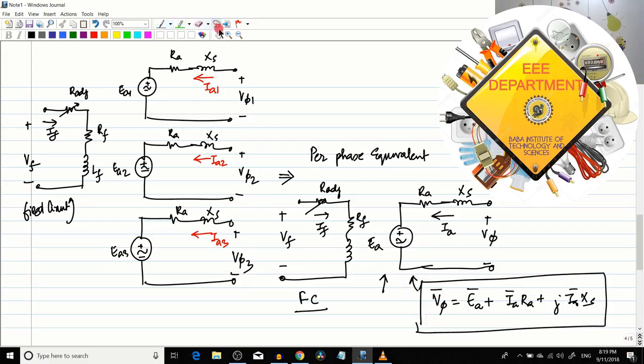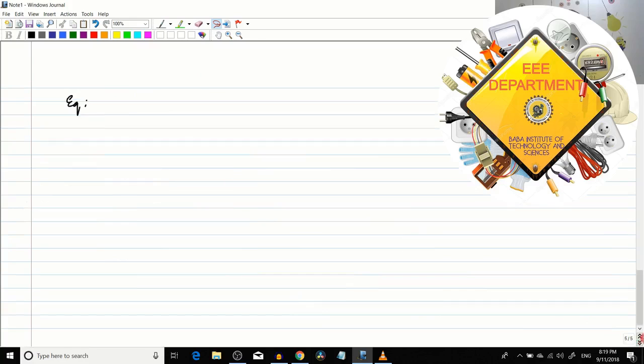Okay, so let us take that to the next page. V phase vector is equal to EA vector plus IA vector into RA plus j into IA into XS. Because I told you EA is going to lag, the delta value will be negative, whereas in the generator the delta value was positive. So that's why I am not putting anything here. Let us not get confused. Let us take it very easily.